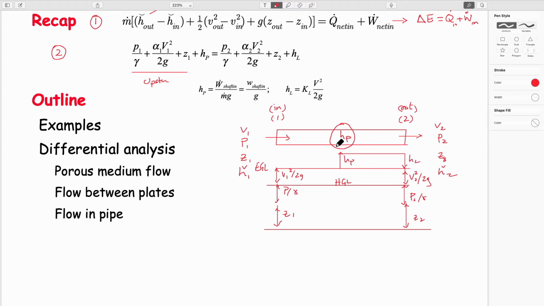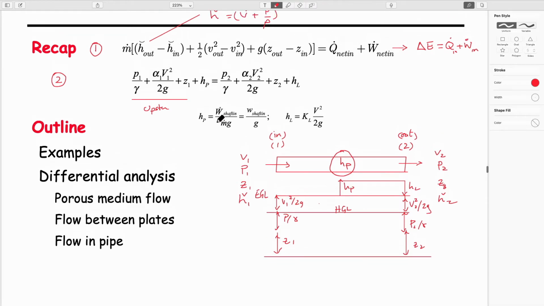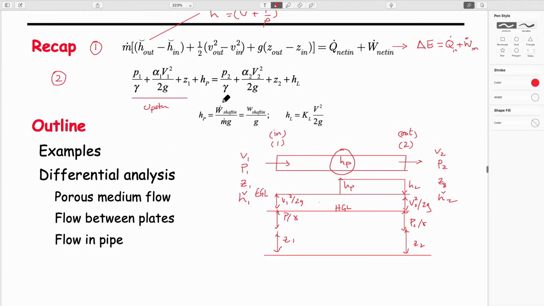Because you're putting the pump energy in here. It's just easier to write. It's perhaps easier to write it across here. This is the other way to draw it. So you can draw it any way you prefer, like that. And so this equation here is upstream and downstream.